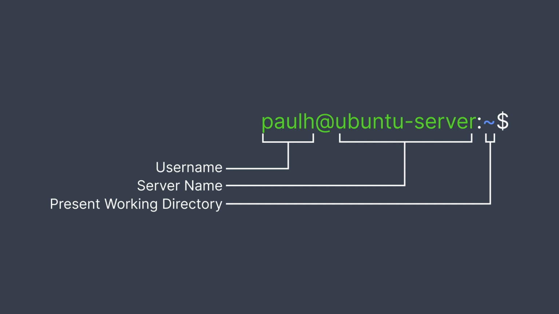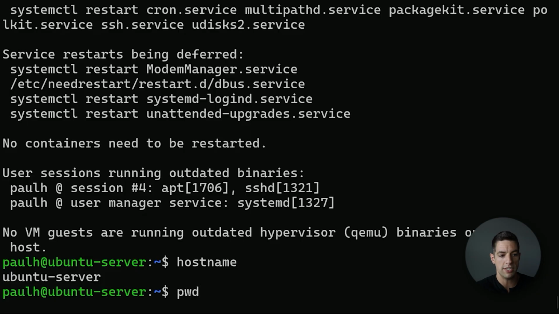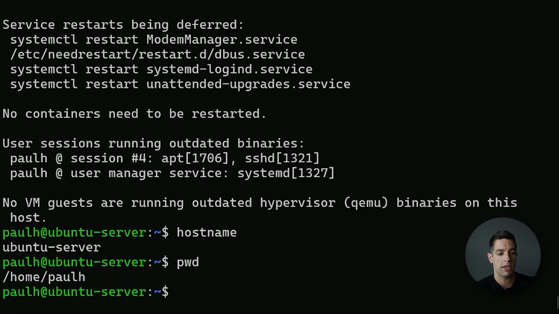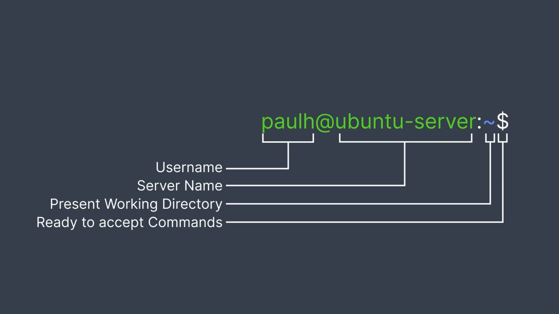This tilde character, if I hold shift and hit the backtick, will output that same character. This is a special character for my home directory, right? If I type in pwd, which is present working directory, and press enter, I'm going to see that the directory is actually /home/paulh. Then we have the $ sign.